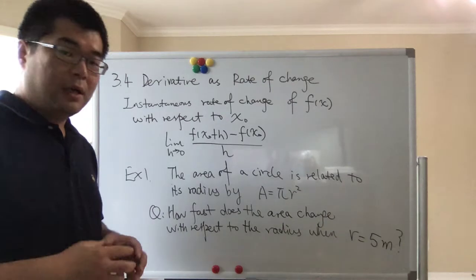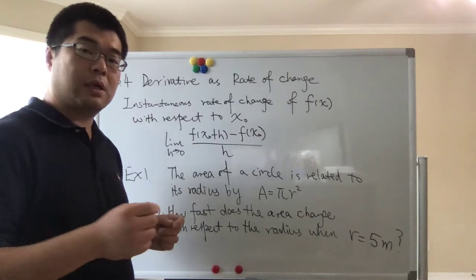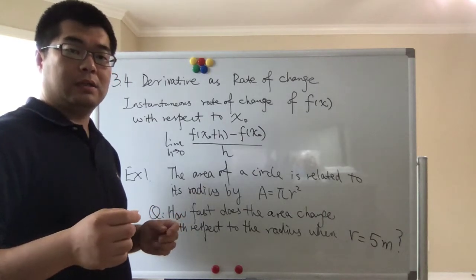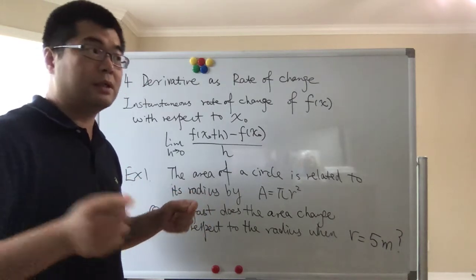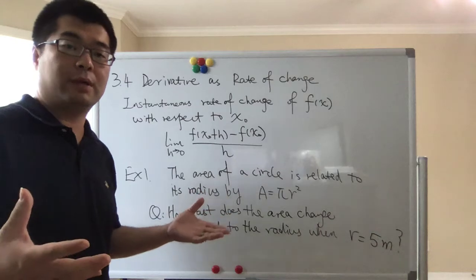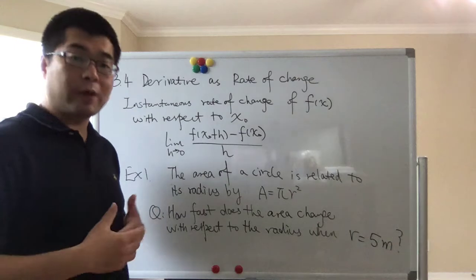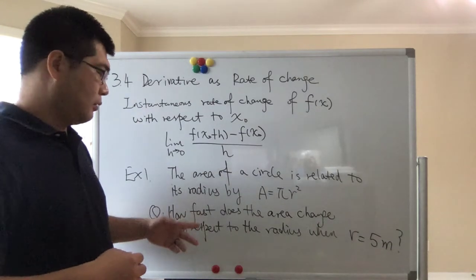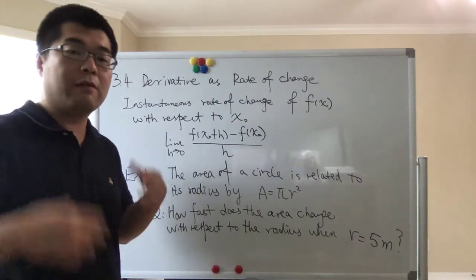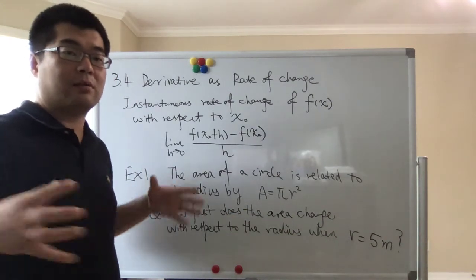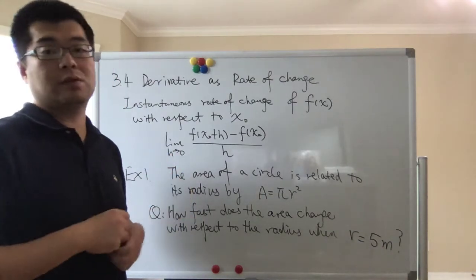What does that mean? That means like this. When the radius keeps changing, you see that the area is also changing, right? So when the radius is becoming larger, the area for sure is becoming larger. But what is the changing rate with respect to the radius when the radius equals 5? In other words, how fast is the area changing at the moment when the radius equals 5?